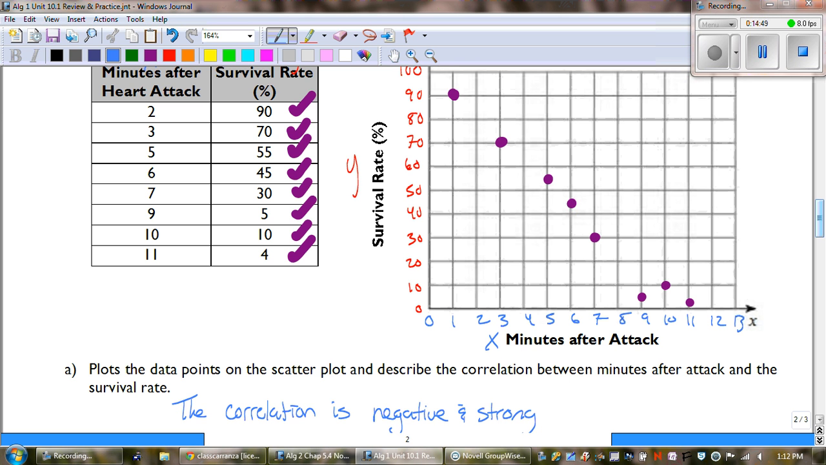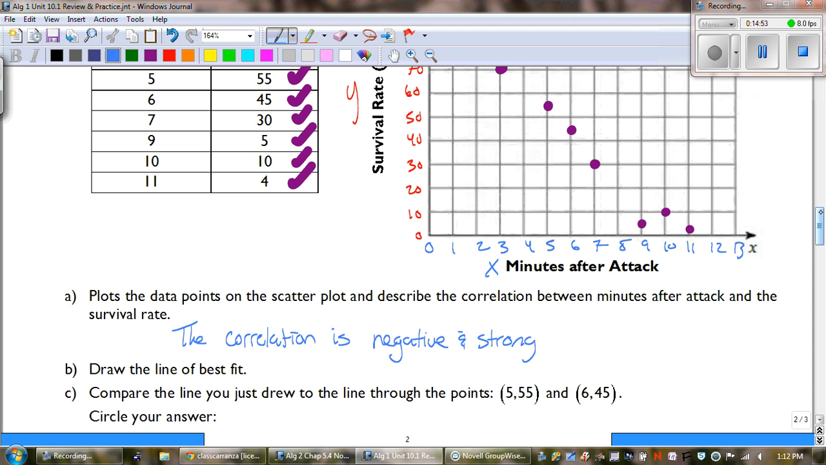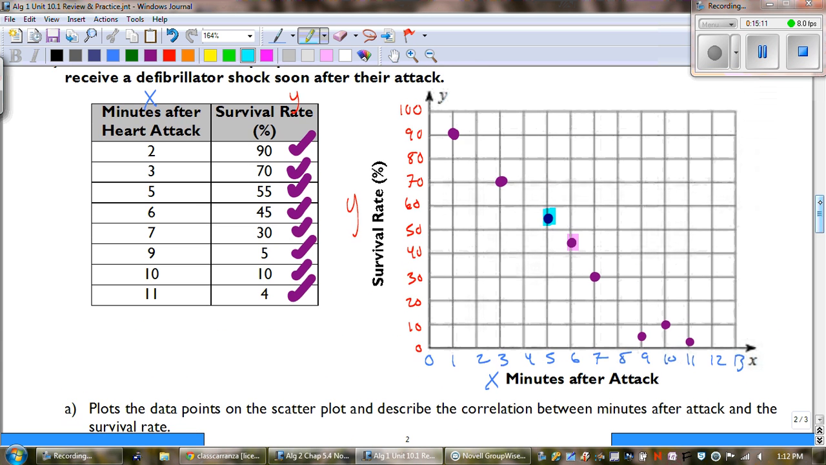Now, I want you to compare your line with this line using the points (5, 55) and (6, 45). And let's see, (6, 45) is that point right there, and (5, 55) is right there, okay? So I'm going to draw a line going through those 2 points, and you guys should be doing the same thing as well. And let's see what we get.